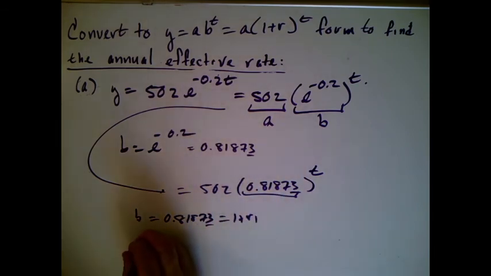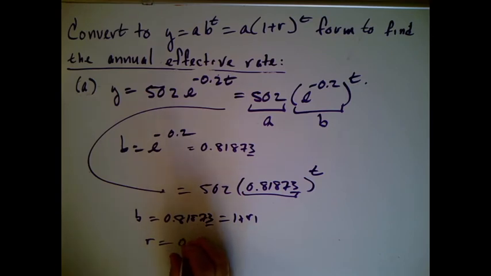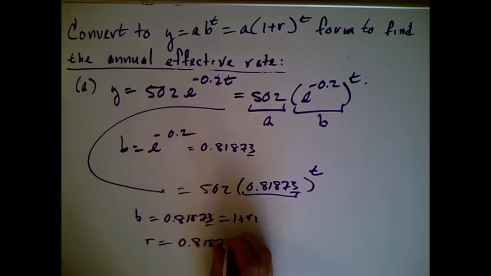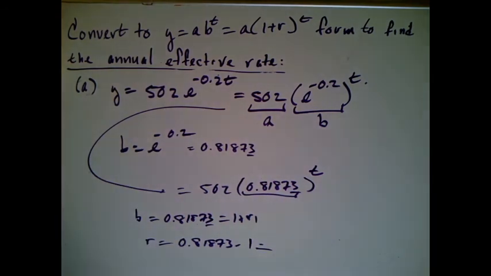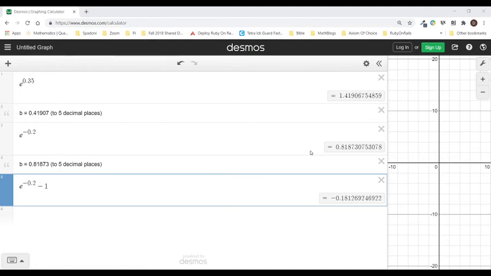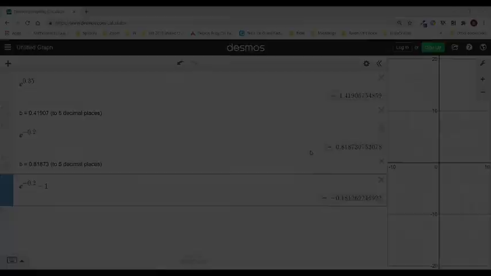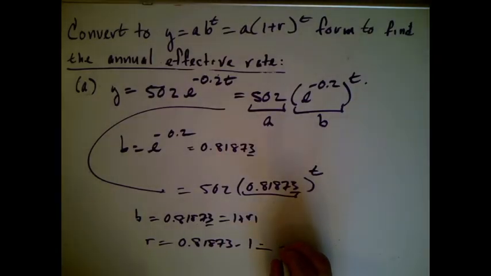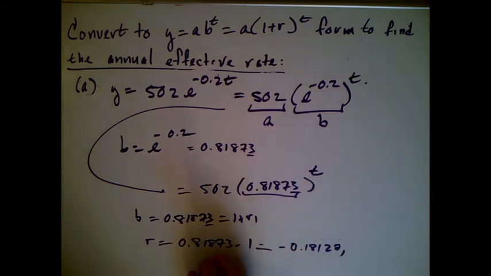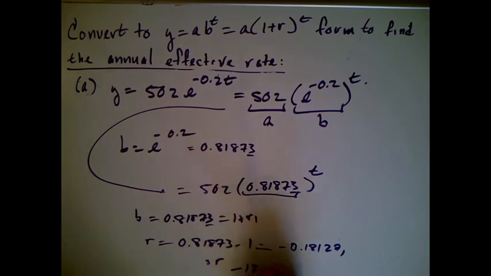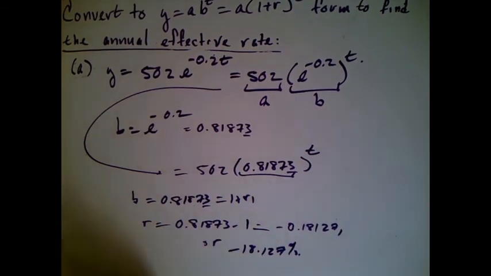So if we solve for r, we're going to get r equals 0.81873 minus 1. And so it's going to be negative something. Let's go to Desmos and see what it is. It's negative 0.18127, or negative 18.127%.